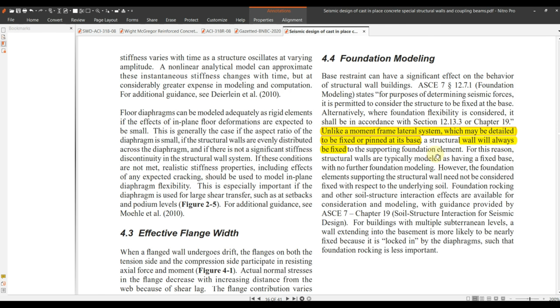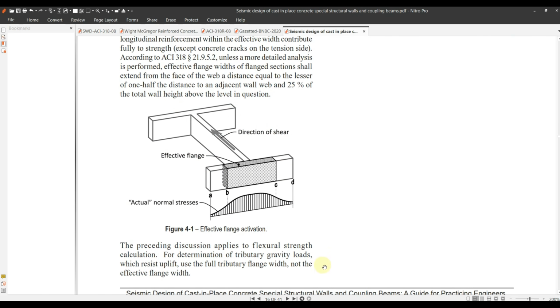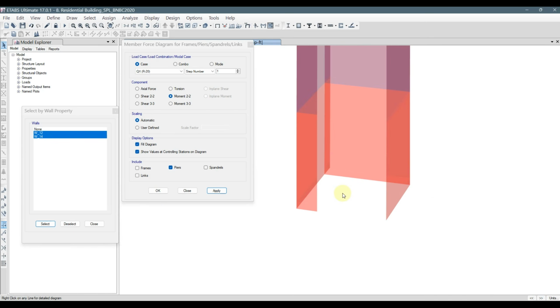Unlike a moment frame lateral system, this is applicable for other types of building where we are not using shear walls. For example, a moment frame building may be detailed to be fixed or pinned at its base. So if your building is a frame building, then you can consider pin or fixed below your column, and it is permitted to use either of those considerations. But a structural wall will always be fixed. That's a basic thing you must know. It doesn't matter what you apply here, your wall is fixed already.